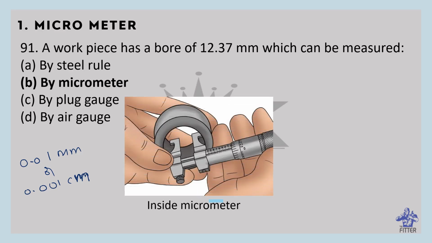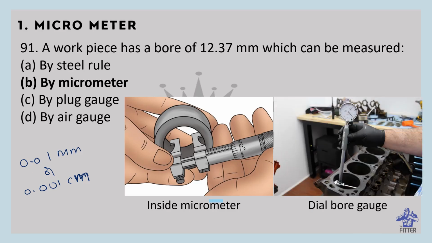This is how an inside micrometer can be used. This is the dial bore gauge. We can use an inside micrometer and a dial bore gauge to measure the diameter of holes. Here you can observe the reading in the dial, and then we have to calculate the reading on the inside micrometer.